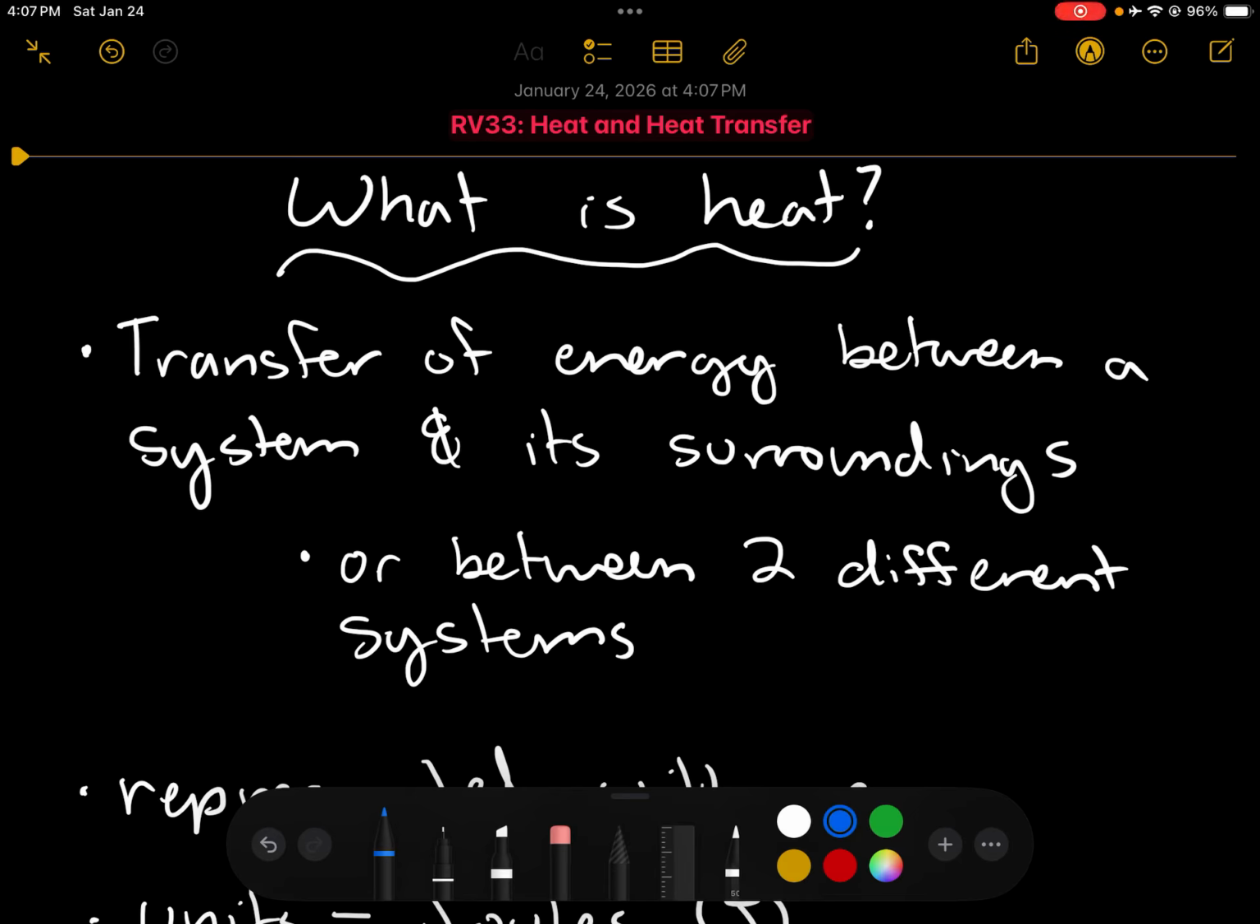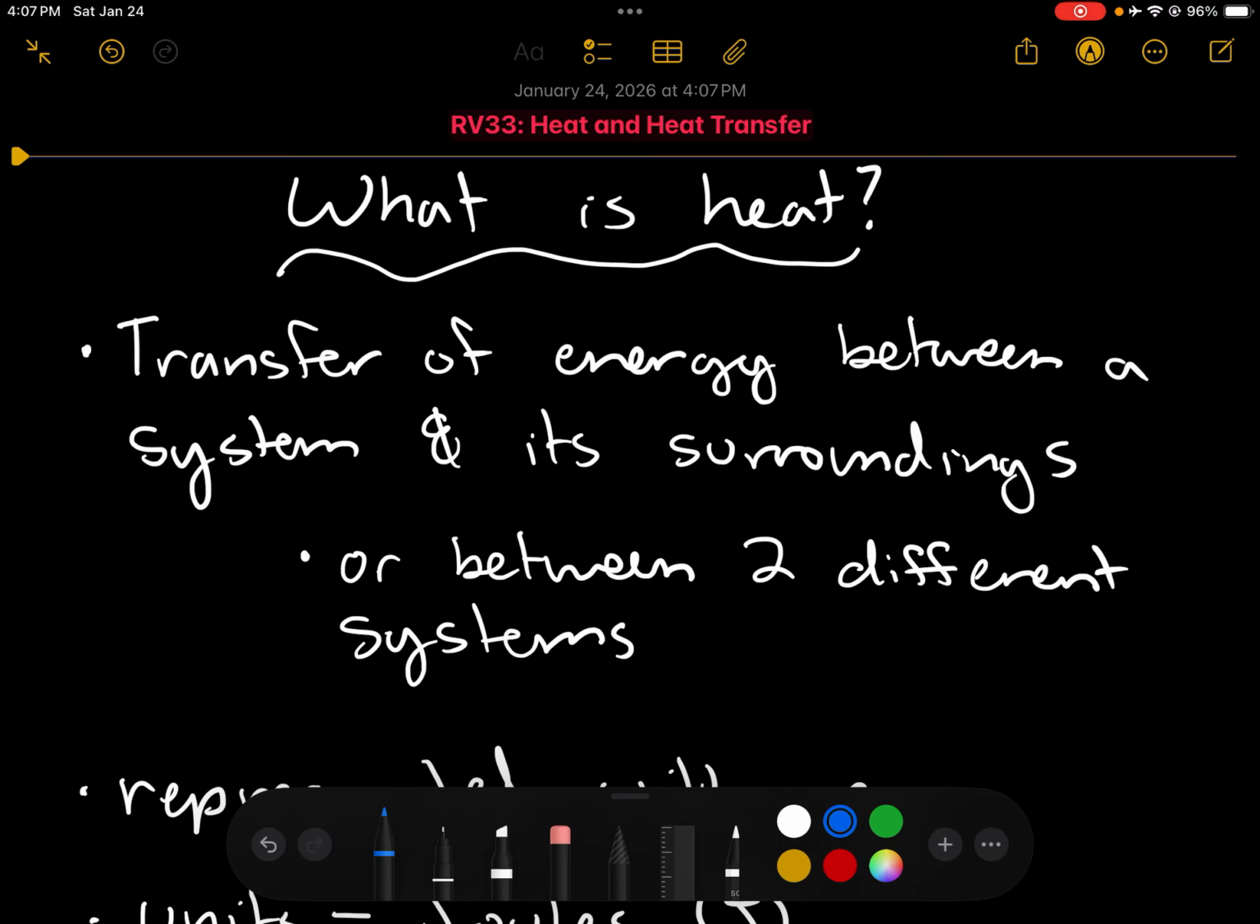This is review video 33 about heat and heat transfer. First, let's define heat. I talked about it in the last video about energy, but heat is specifically defined as a transfer of energy between a reaction system and its surroundings. Or alternatively, that transfer could be between two different reaction systems.